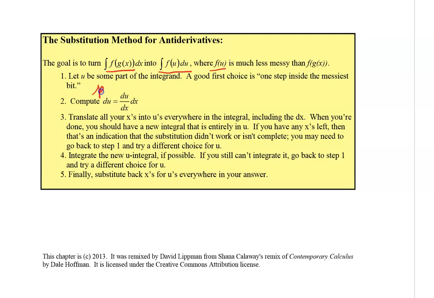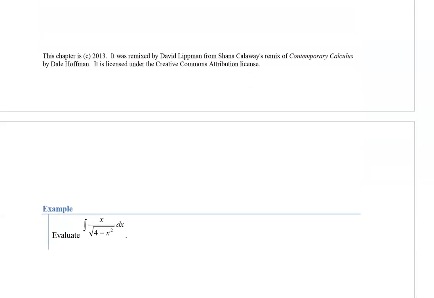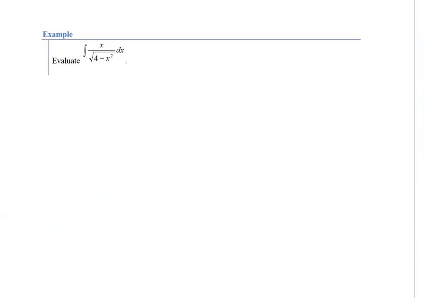It says pick your u. So step 1, we're going to pick our u. We're going to compute du and then translate all of our x's into u's. After we do that, we're going to integrate the new u integral and then substitute back in for x's. This is the concept that we're going to focus on and practice. I really think all these words are fine, but the examples are where you're really going to see how the pieces fit. So I just want to work a lot of examples for you.